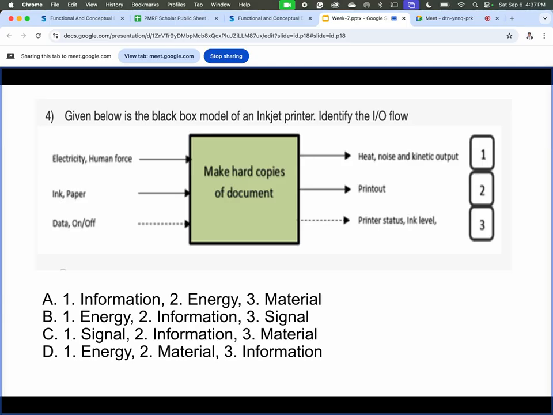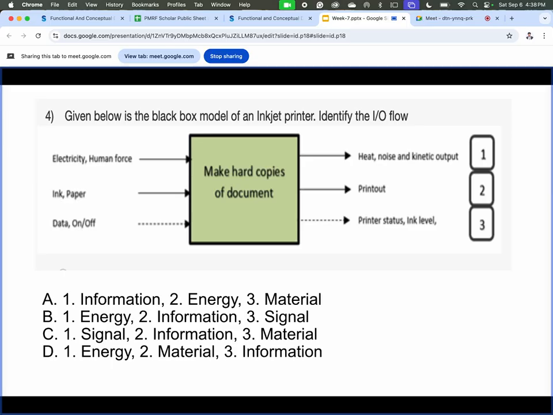So by identifying these flows, we clarify what the system requires to function and what output it produces: the printed material and secondary byproducts such as noise or waste heat. Without this functional view, the product may seem like just a collection of parts, but the black box model captures the transformation process clearly.